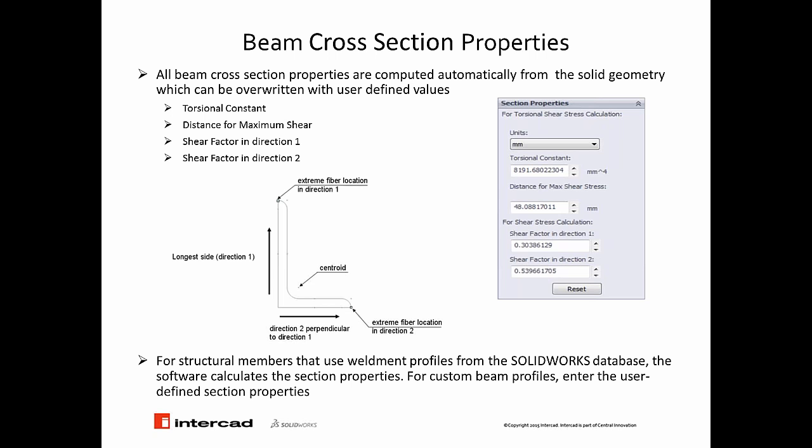So as we said, cross-sectional properties are all geometrical information. SolidWorks will automatically calculate them and show you. You can override them if you have specific magnitudes or values you would like to put in this section.